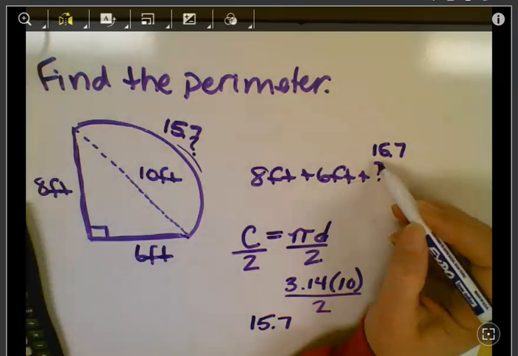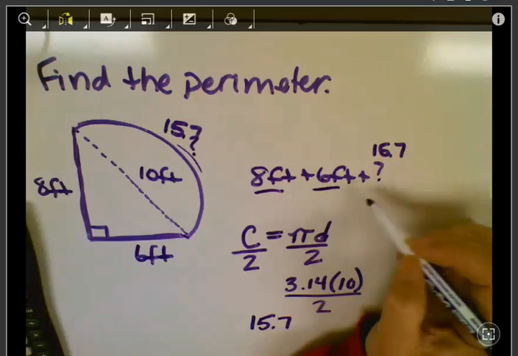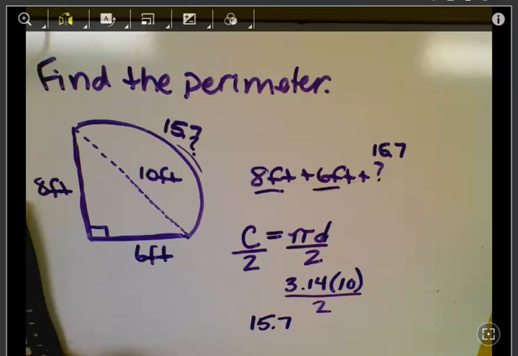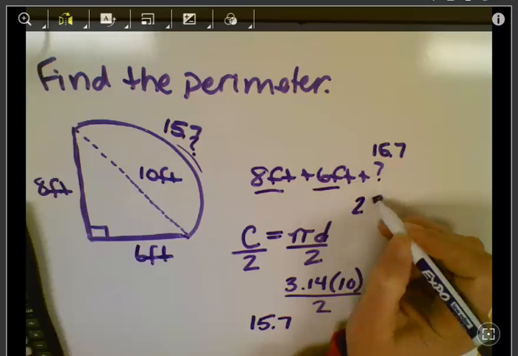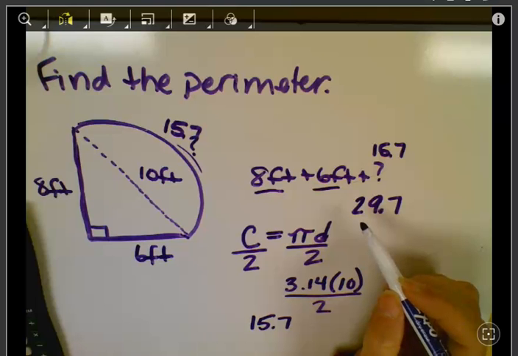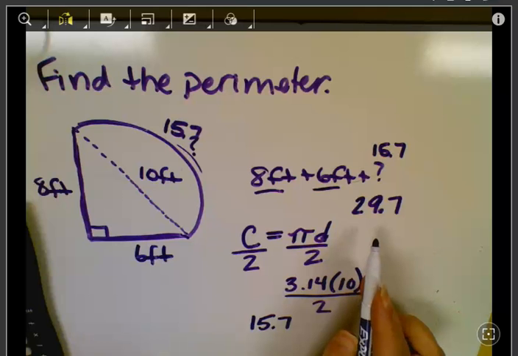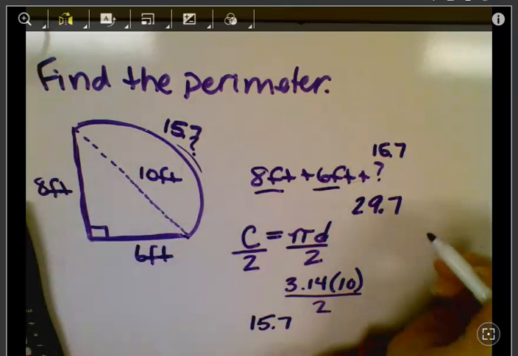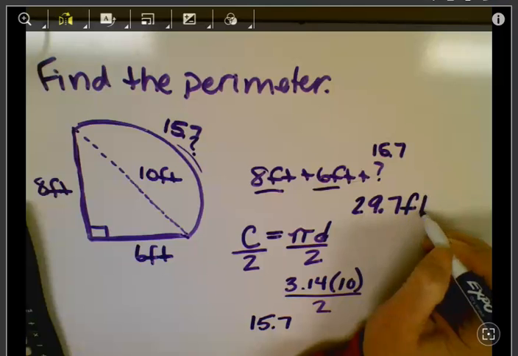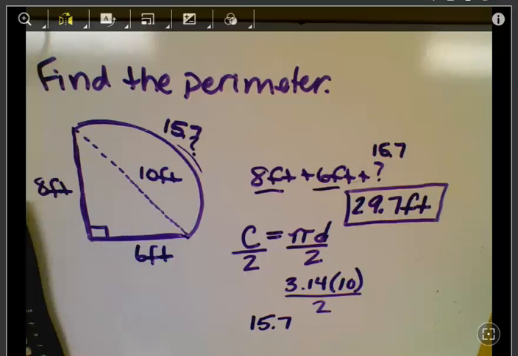So what I'm going to do now is add my 15.7 plus my 6 plus my 8, which I've done in my head already is 14. So I'm going to take this 15.7 plus my 14 on my calculator, and I'm going to get 29.7. I look back at my labels, and they're not units, it's going to be feet, and it's just around the outside edge, so it's just length. So my answer is 29 and 7/10 feet.